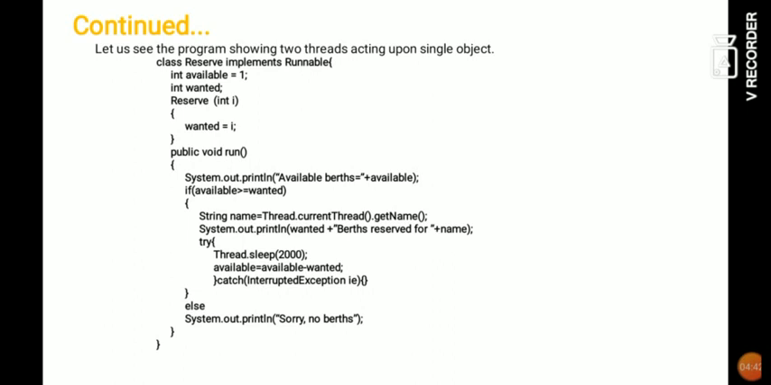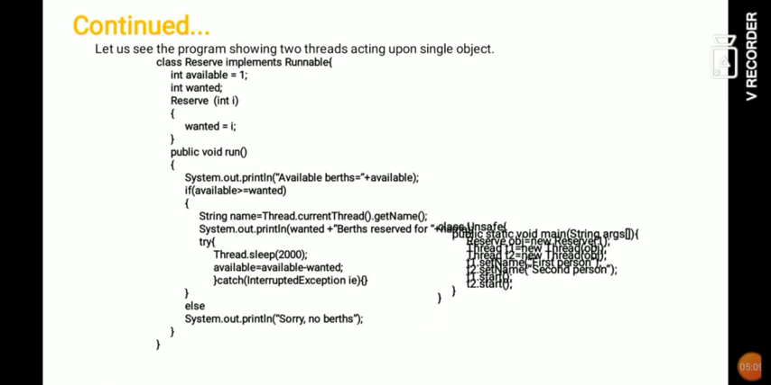Then the catch block: if any InterruptedException occurs in the sleep method, it will be caught by the catch block. I am not doing anything here. Suppose the wanted berths are greater than the available berths, then we cannot allocate berths for them. For example, if they are requesting 3 berths and the available berths are only 1, in that case I will go to the else case, and I will print that, sorry, no berths are available. So let us see the main method.